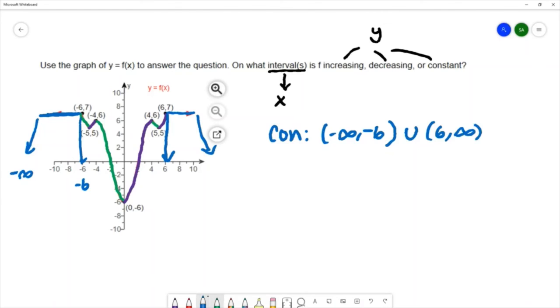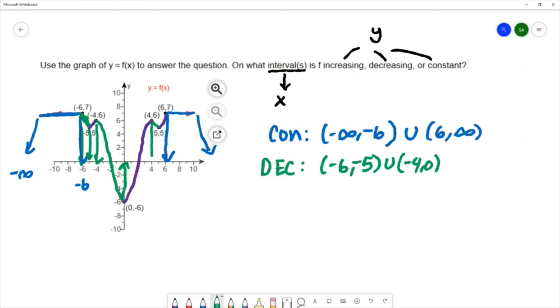And let's do the decreasing. So on the decreasing section, starting here, it starts at negative 6 and stops at negative 5. We're decreasing on the interval from negative 6 to negative 5, and then again on this section from negative 4 to 0. And then again from 4 to 6.